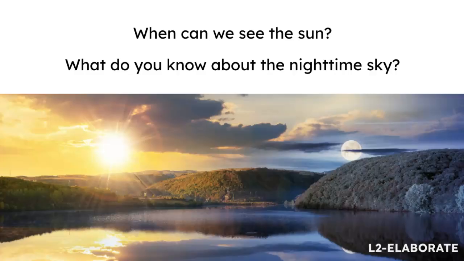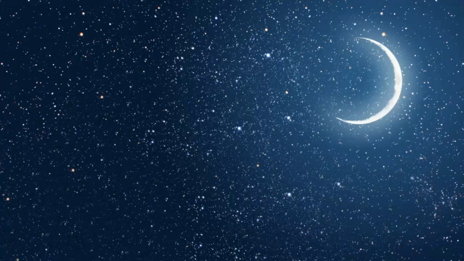To begin the elaborate portion of the lesson, you'll ask students questions about the sun and what they might know about the nighttime sky. You'll show students an image of the night sky and ask them questions about what patterns they notice. You'll add their answers to the Lesson 2 summary chart.